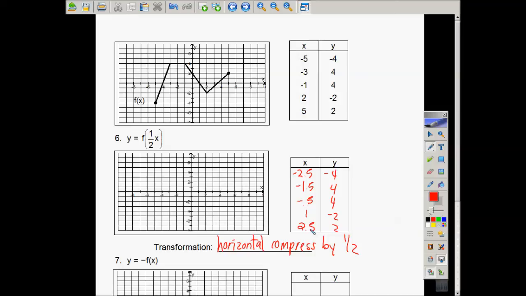Why did you do that last time? Because they weren't odd numbers, and they weren't on the X. We divided even numbers in half. So -2.5 is going to go to -4. -1.5 is going to go to +4. Then I have -1/2 at +4. I have 1 at -2, and 2.5 at +2.